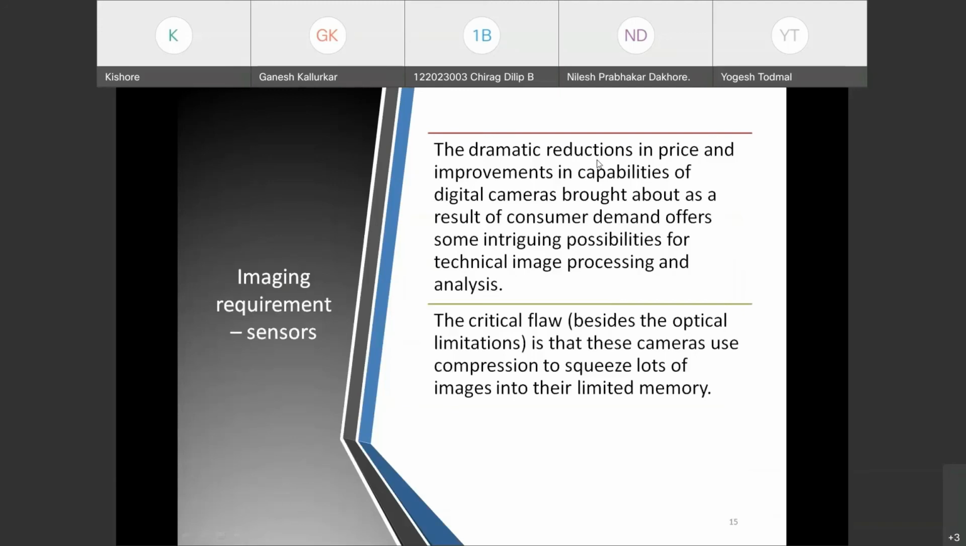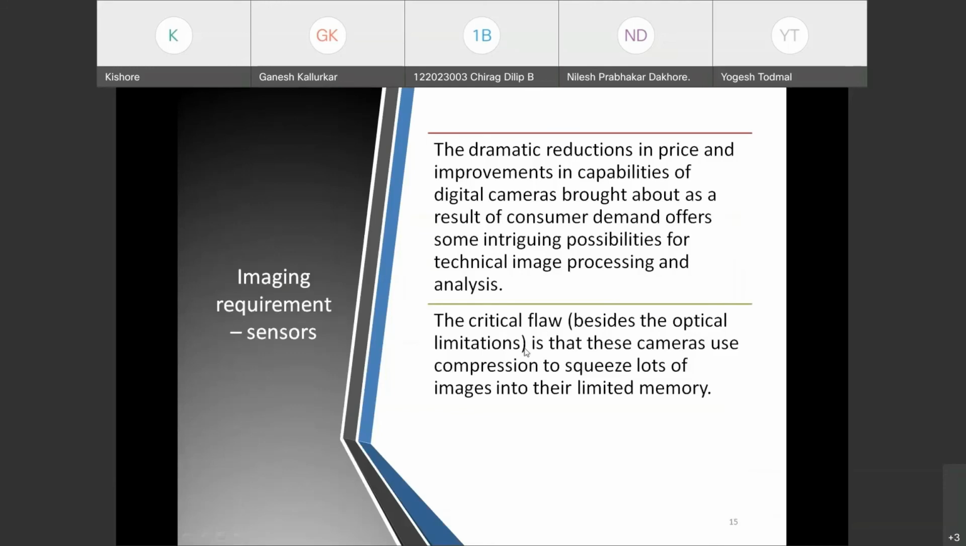The dramatic reductions in price and improvement in capability of digital cameras, brought about as a result of consumer demand, offer some intriguing possibilities for technical image processing and analysis. So, no doubt we require sensors, and fortunate for us, the economics do allow us to acquire more and more sensors.